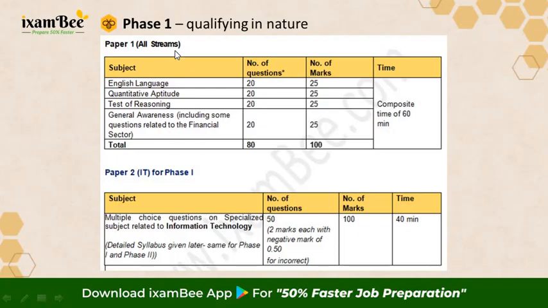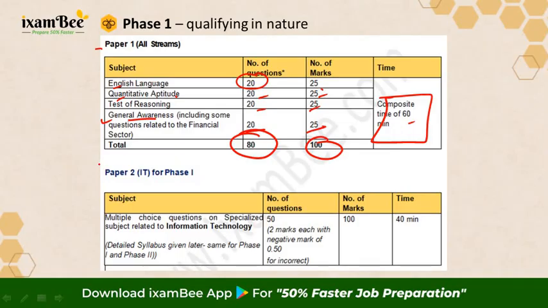So here's the exam pattern for Phase 1 exam. Paper 1 will consist of English, Quant, Reasoning, General Awareness. English will have 20 questions of 25 marks. Quant will have 20 questions of 25 marks. Reasoning will have 20 questions of 25 marks. General Awareness will have 20 questions of 25 marks. So total number of questions will be 80 and the number of marks will be 100. And the total time for this Phase 1 will be 60 minutes.